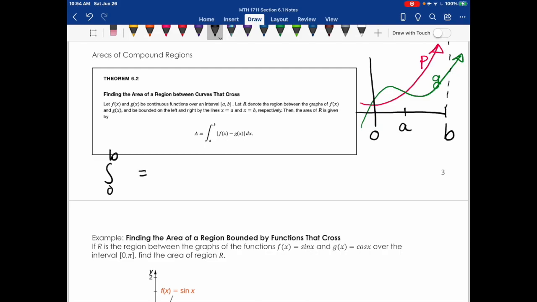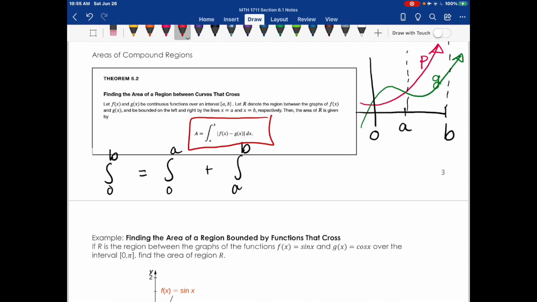Now if I call this point where they intersect A, what we can do to handle this situation is just break it up into two integrals. So I can say the integral from 0 to b can be written as the integral from 0 to a plus the integral from a to b. That way, if we split it up, on the interval from 0 to a the green function is always above the pink function. And then on the interval from a to b, the pink function is always above the green function. And then we can just find those areas separately and add them up.